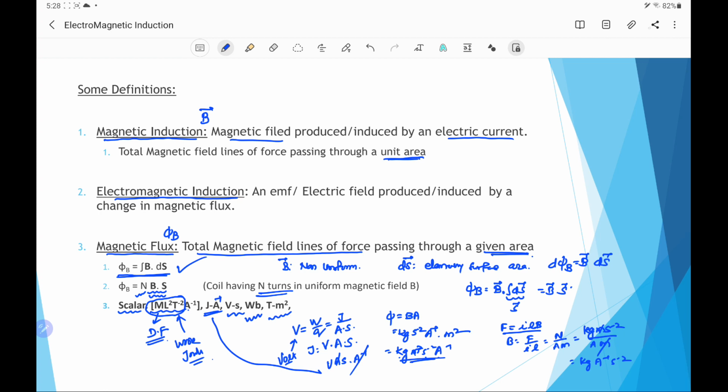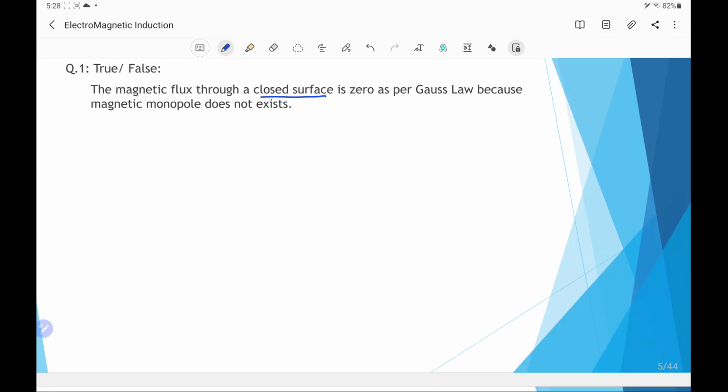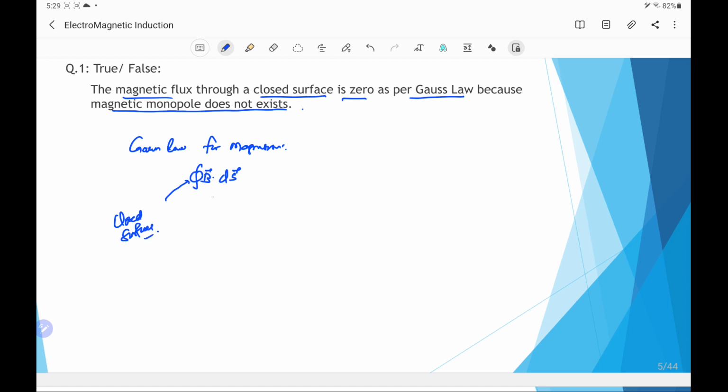Let's take one example. The magnetic flux through a closed surface is zero as per the Gauss law because magnetic monopole does not exist. We know Gauss law for magnetism is the closed integral of B dot ds. This is the magnetic flux for a closed surface. This circle refers to the closed surface. For a closed surface, the flux is zero. This is the Gauss law for magnetism.